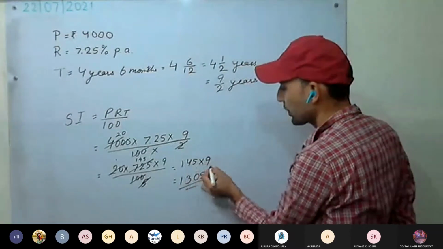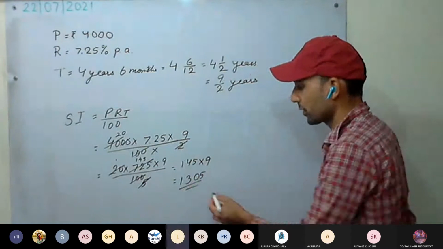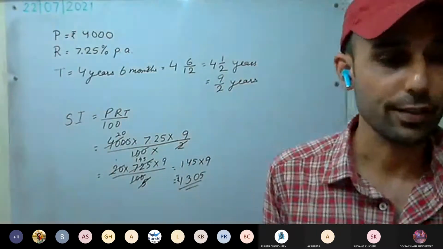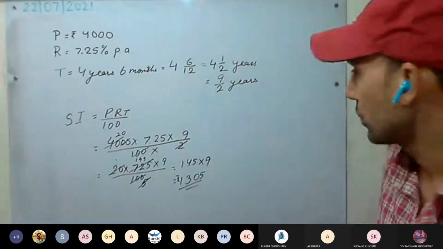From 1450 subtract 145, you'll get 1305. So simple interest is how much? Rupees 1305. Calculate the amount.